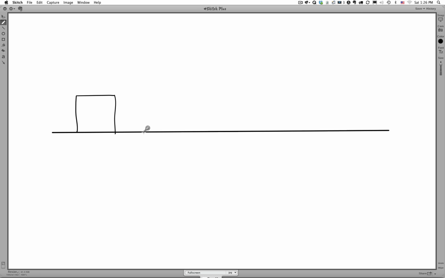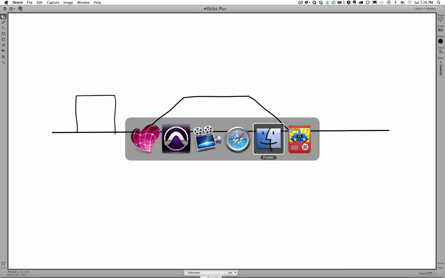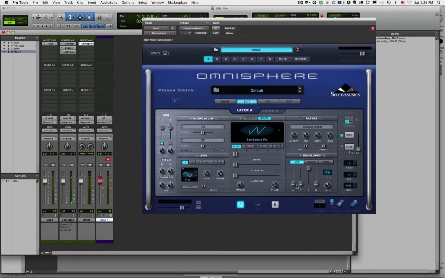Now, if we were to give it a little bit of attack, so lengthen out the attack, again, no decay and just a sustain level, and then a longer release would look more like that. And that would sound a little bit more like this.